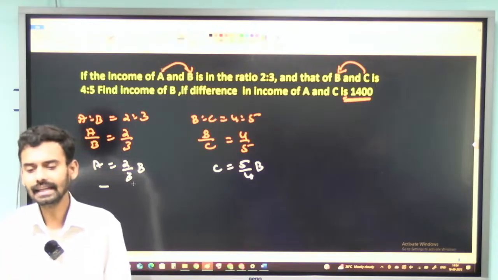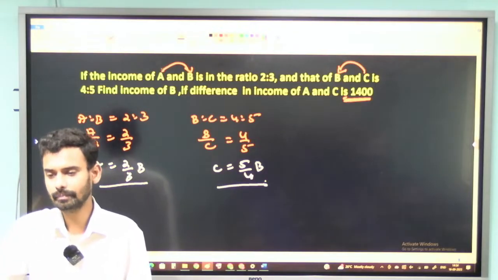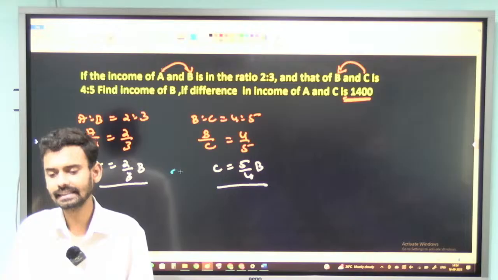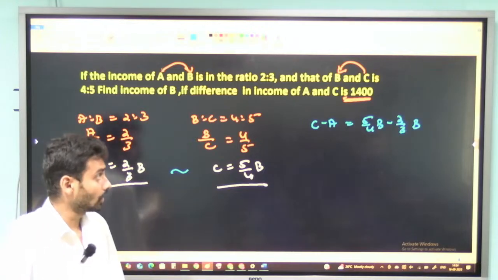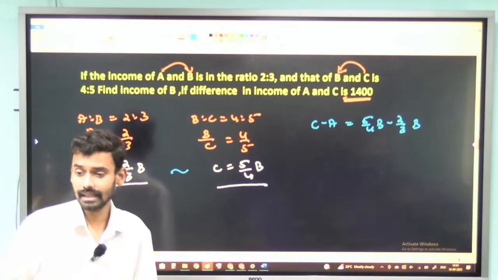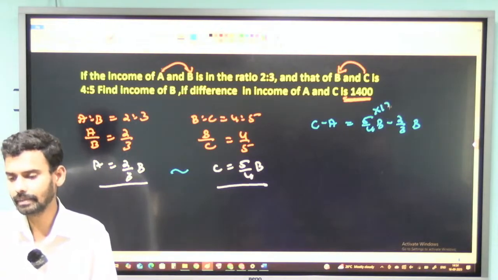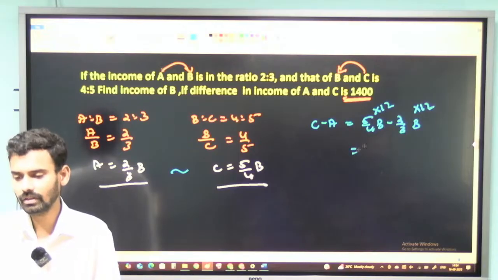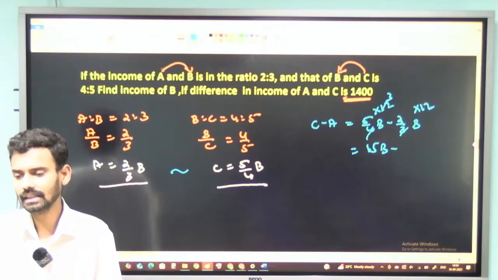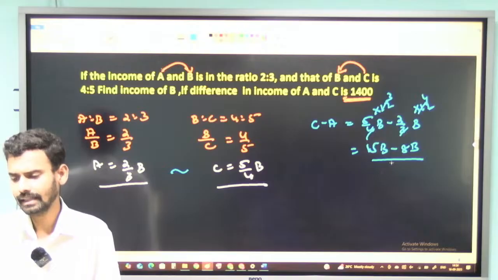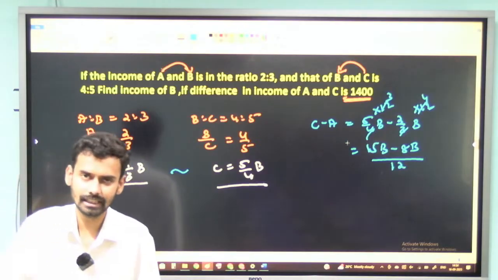Now I have A in terms of B and C in terms of B. What I can do is directly take the difference of these two. So, C minus A is 5/4 B minus 2/3 B. As the denominators are different, I need to take the LCM, which is 12. So, multiply by 12. We will get 4 ones are 4, 3 fives are 15B minus 3 ones are 3, 4 twos are 8B. So, (15B minus 8B) divided by the LCM 12 is the difference between the income of C and A.